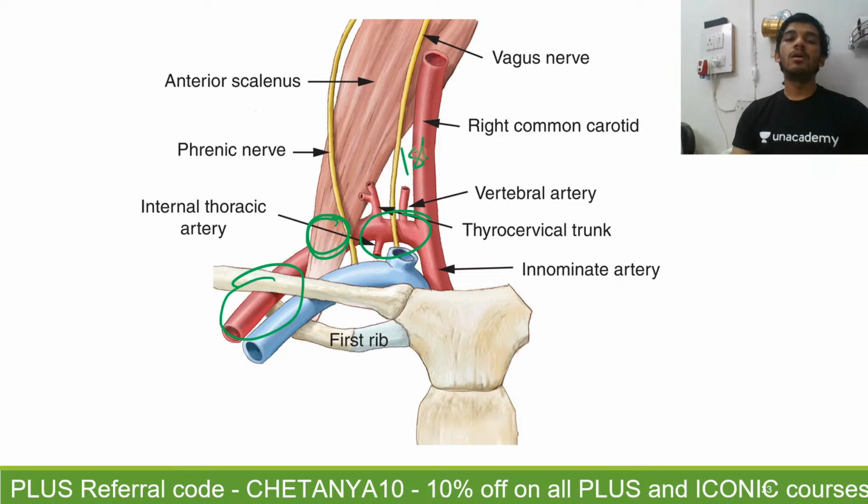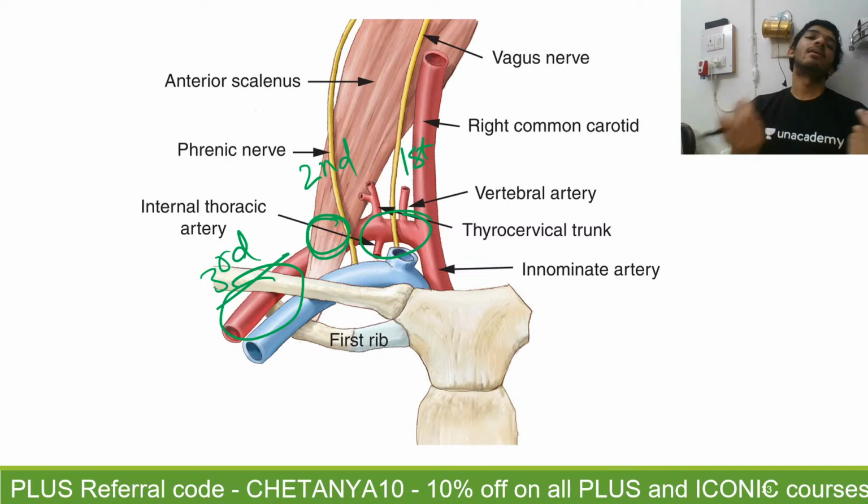The first part, that is medial to the scalenus anterior. Second part, posterior to the scalenus anterior. Third part is going to be lateral to the scalenus anterior. So now you know the medial, posterior, and lateral relations of the scalenus anterior. Very simple, right? Now, what are the other things that you should know here is that there is a nerve that is coming down here, that is the vagus nerve. There is another nerve, that is the phrenic nerve. Those are the two nerves that are related here. The vagus nerve is part of the carotid sheath.